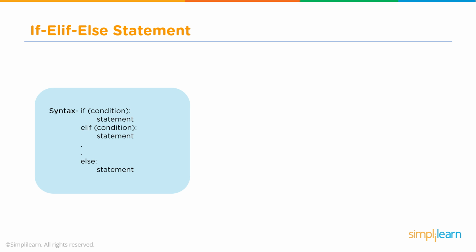That is, it's in the range 20 to 30. So in this case, we cannot just stick to an if-else statement. We need something more. We need something which has more steps. And that is where the if, elif, else ladder comes into the picture.